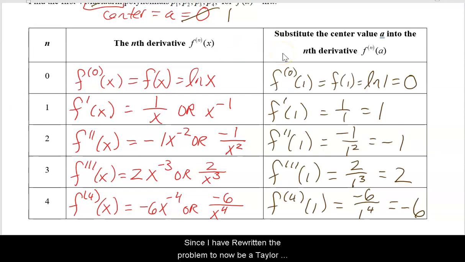Since I have rewritten the problem to now be a Taylor polynomial with center of 1, you'll see that when I plug in the 1 for the original function, I get a value of 0. After that, the first derivative, which is 1 over x, gives me 1 over 1, which is 1. The second derivative, negative 1 divided by x squared, results in negative 1. The third derivative, 2 divided by x cubed, results in 2. And the fourth derivative, negative 6 divided by x to the fourth power, results in negative 6.